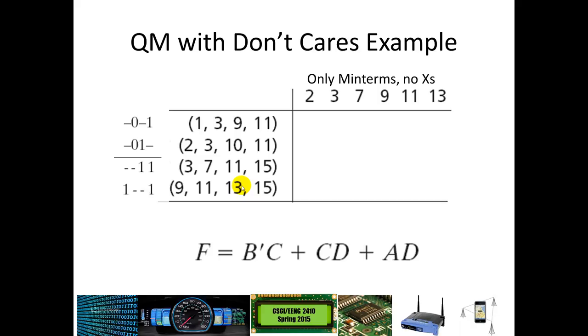You'll also notice that once you choose these three to be essential prime implicants, you've got coverage for all of your min terms. In fact, this top term doesn't give us anything that we don't already have. So that term is not necessary in the final expression.